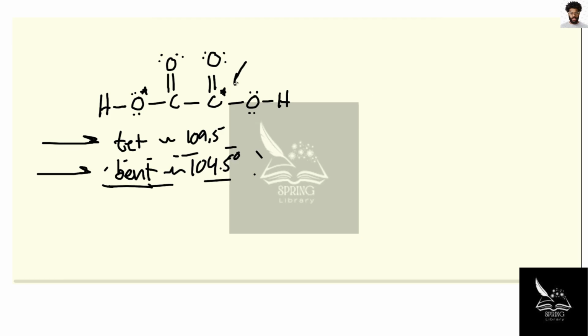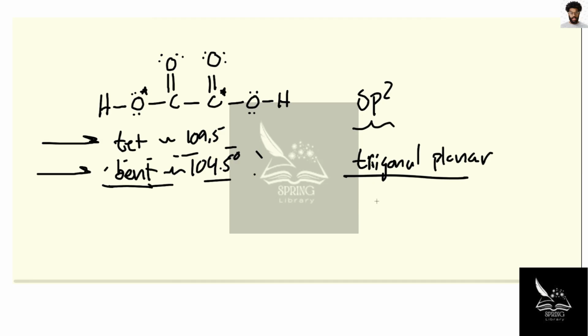Next one's not so bad because ideal and actual are the same. So this carbon, as you may recognize with its double bond, is sp2 hybridized. sp2 hybridized carbons, or carbons with three bonds or three bonding regions, are trigonal planar. So the molecular shape is going to be trigonal planar. That's true both of the electron geometry and the molecular geometry.